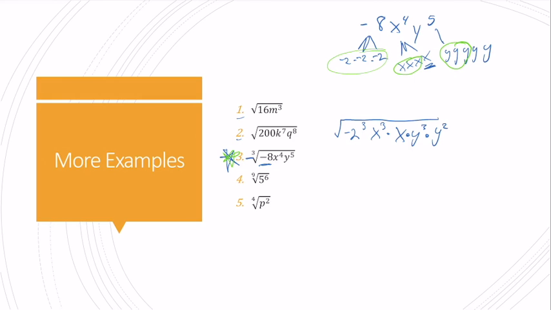Okay, my cube root is going to cancel my cubes. So I have negative 2x. I'm going to have under my radical an x because it's all by itself. This cube root cancels out this cube, so I've got a y and a y squared. So I'm left with negative 2xy, cube root of x y squared.